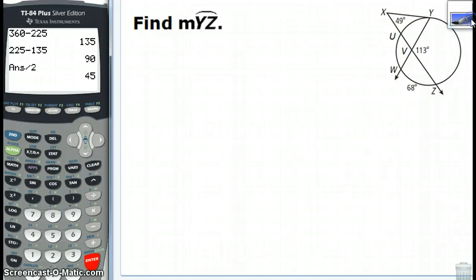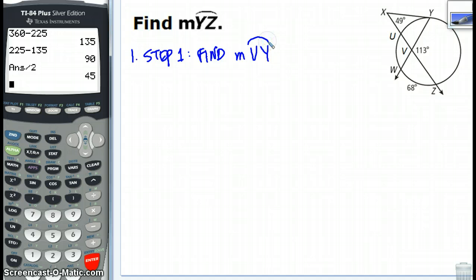Our final problem today is by far the trickiest. And we want to find the measure of the arc YZ. In order to do that, we first need to find this measure right there. So step number 1, find the measure of arc UY. Okay? And then once we know UY, and we know that that's 49, we can find that one. So let's find UY.